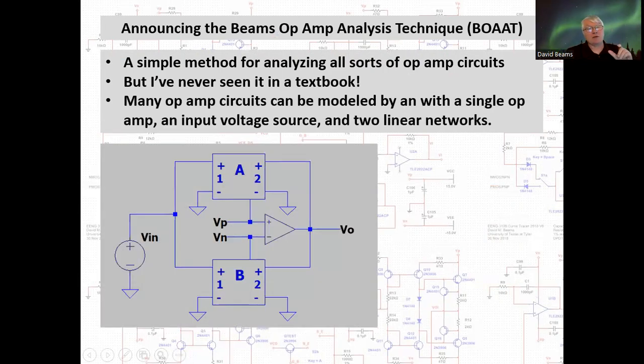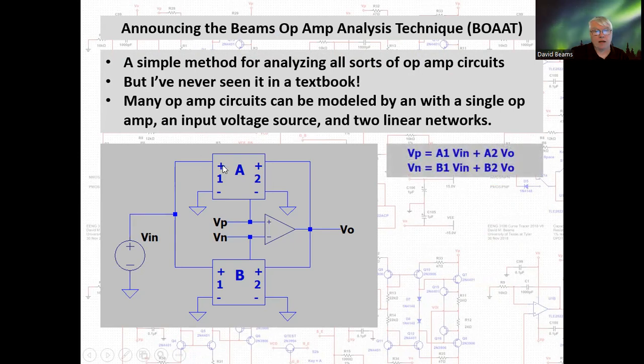Many op-amp circuits can be modeled with a single operational amplifier, an input voltage source, and two linear networks. These linear networks, which I've labeled A and B, take the voltage from the input and the voltage at the output and provide a linear combination to produce the voltages at, in the case of the A network, the non-inverting input, which I've labeled V sub P, and in the case of what I call the B network, it provides the voltage at the inverting input, which I've labeled V sub N.